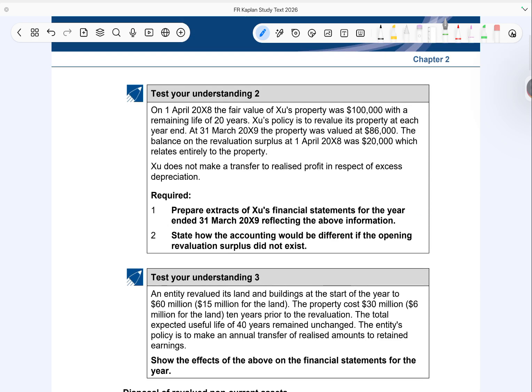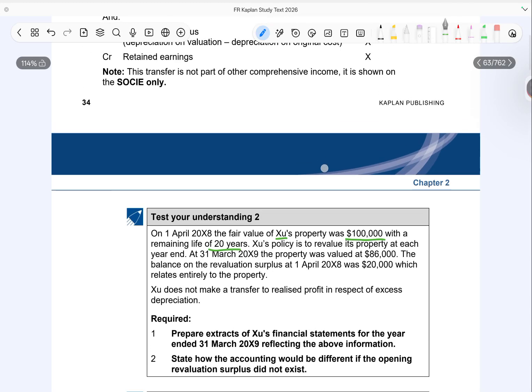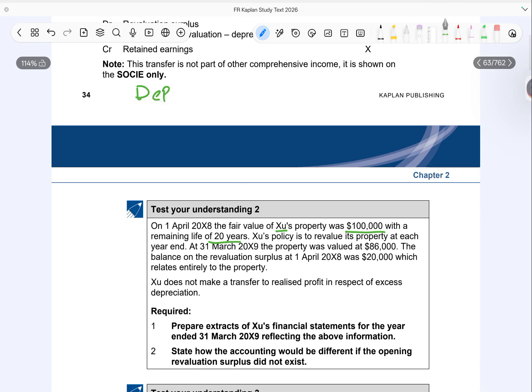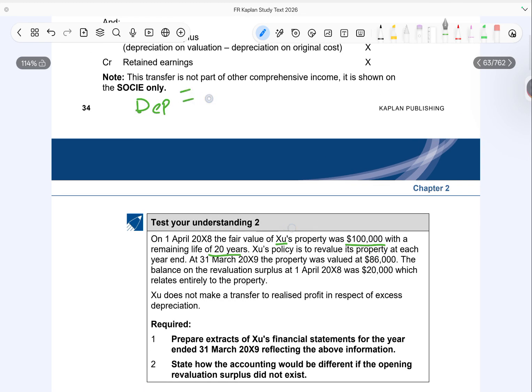I hope it will clear up some concepts for you guys, and if it doesn't, feel free to drop your doubts in the comment section. Okay. So on 1st April 2018, the fair value of Ex-use property was 1 lakh with a remaining life of 20 years. So what does that make our depreciation? Our depreciation will be 1 lakh divided by 20, which will be 5,000.